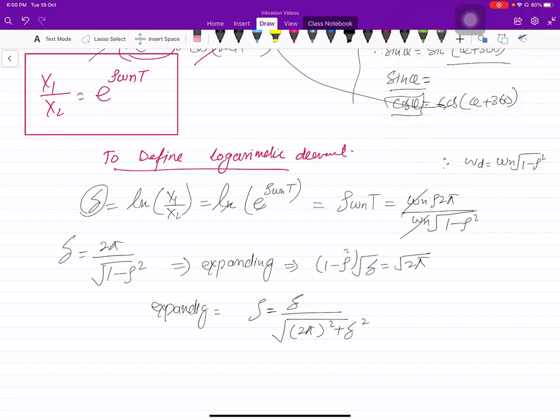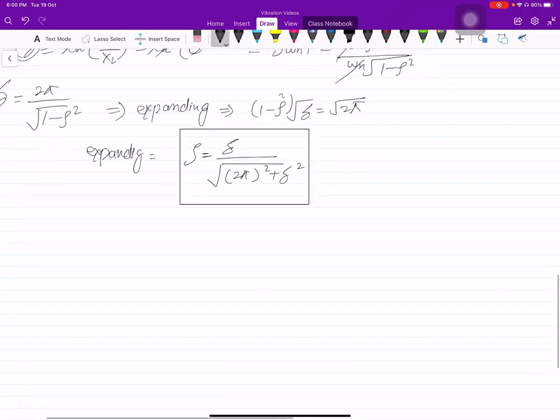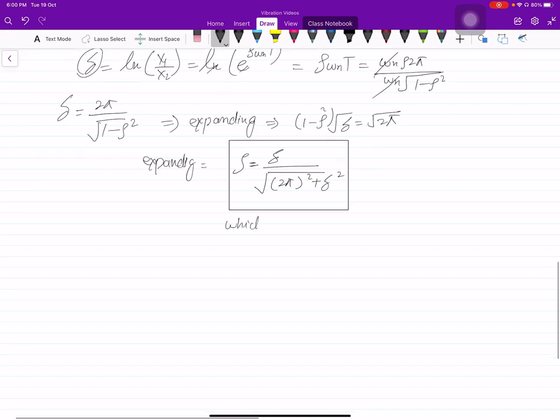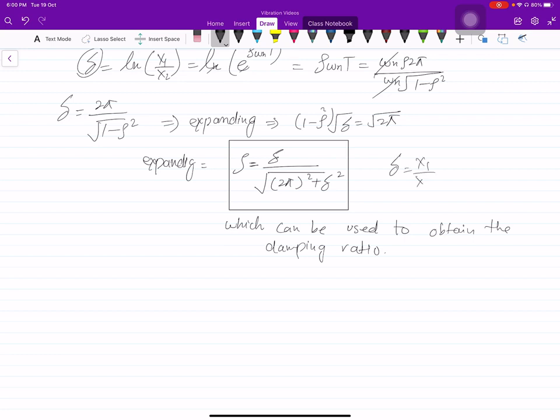So what does it mean? It means that this can be used to obtain the damping ratio. If we have x1 and x2, we can find the logarithmic decrement from them. So when we find the logarithmic decrement, we can put it in here, and then we can get the damping ratio.